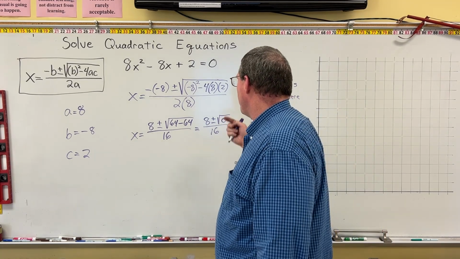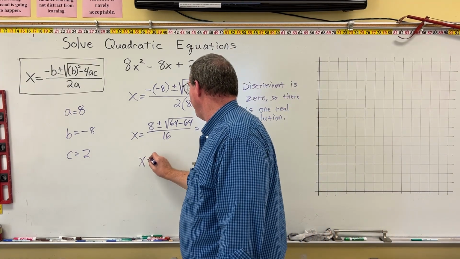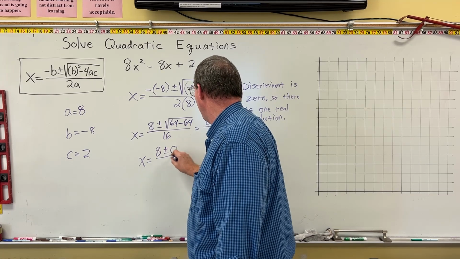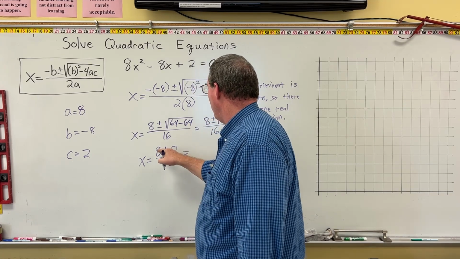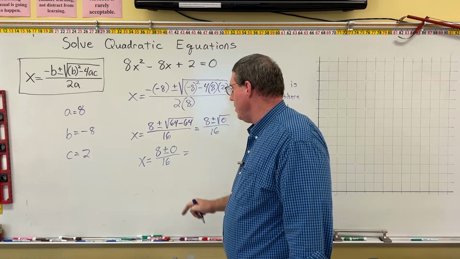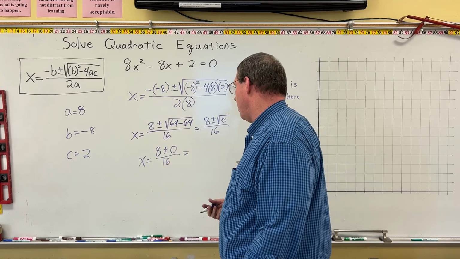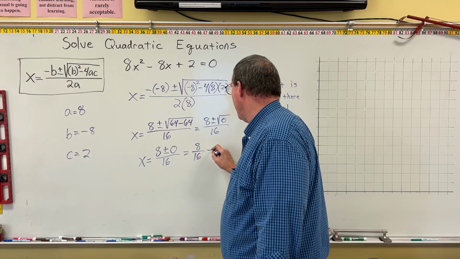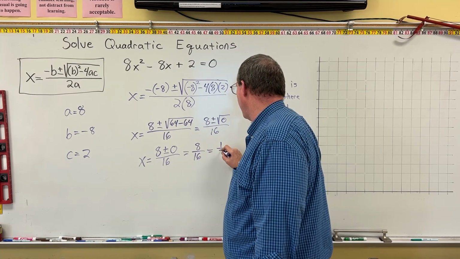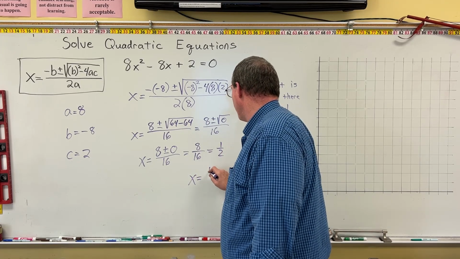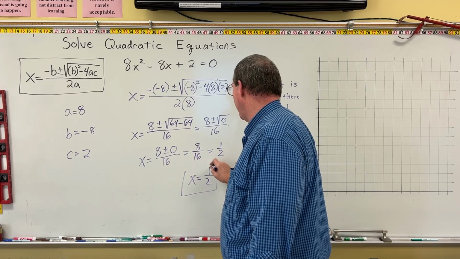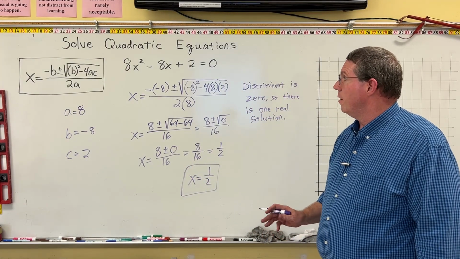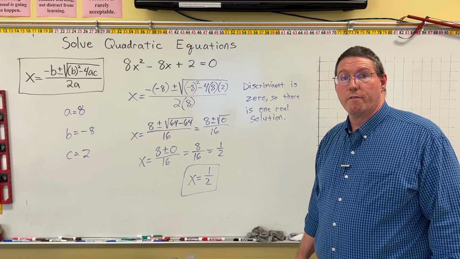Well, we know that the square root of 0 is 0. So what we have here is x is equal to 8 plus or minus 0 over 16. Well, 8 plus 0 is 8, and 8 minus 0 is 8. So we wind up with 8 over 16, and 8 over 16 is 1/2. And so that one solution is 1/2. Okay? And so that's an example of using the quadratic formula.